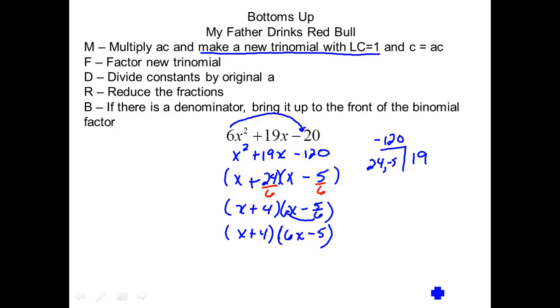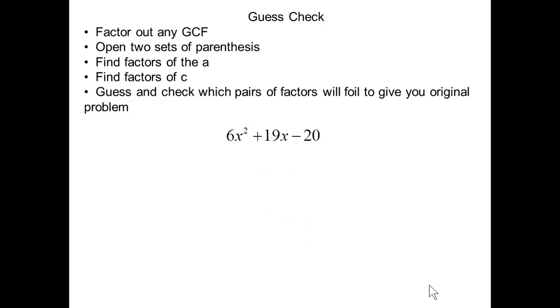Okay, the last one, which is my preference, is called guess and check. Some people don't like this because there's too much mystery in it, but I like it. It's a puzzle, and I love doing puzzles. So, guess and check. First thing, of course, factor out any greatest common factor. That's just reminding you to go back here. That's all that is. The next thing you're going to do is open up 2 sets of parentheses.